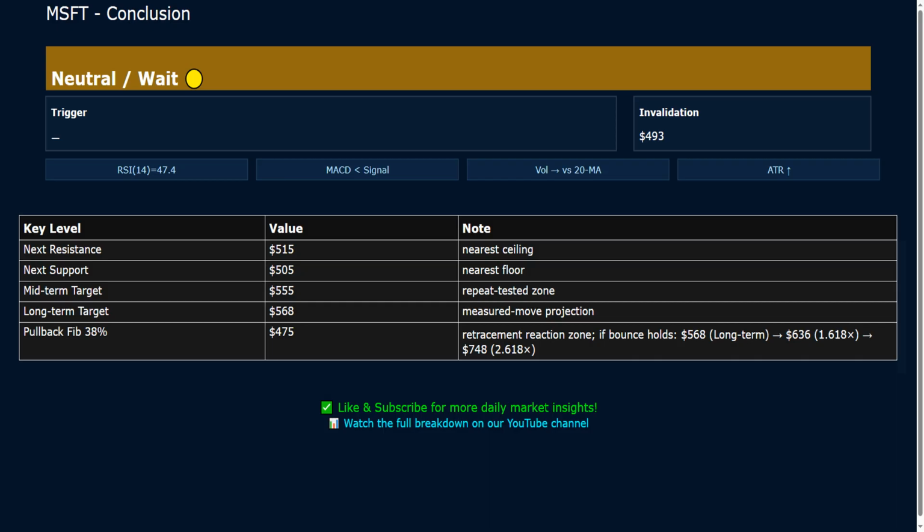On the map ahead, we are tracking the next resistance around $515, support near $505, a midterm target around $555, and a long-term projection close to $568. Overall, the structure is becoming clearer, and the coming sessions are likely to decide whether this setup develops into a continuation move or slips into a deeper pullback.